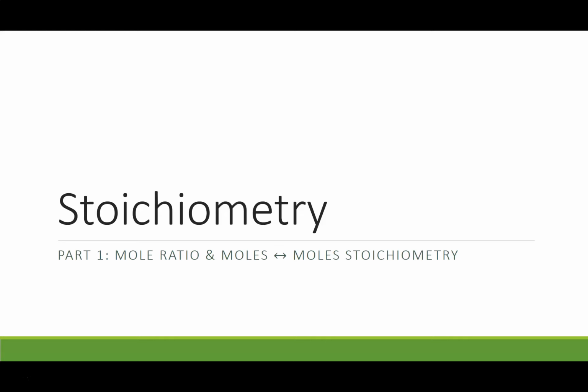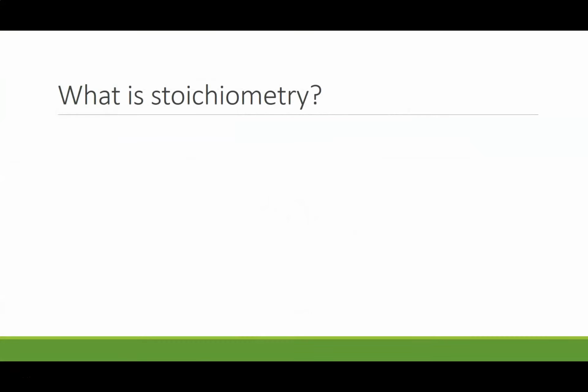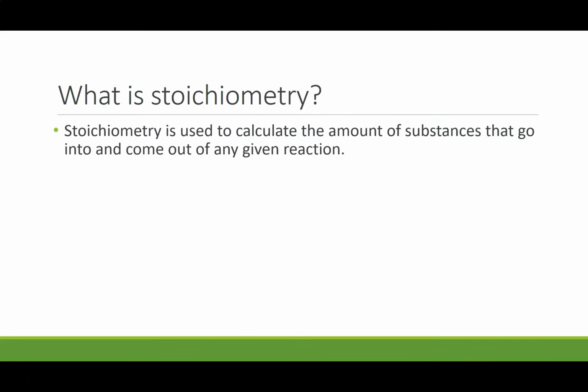This is the first part of a three-part series of mini lessons on stoichiometry. In this first part, we're going to talk about mole ratios and moles to moles stoichiometry calculations. Let's start by defining the term stoichiometry. So what is stoichiometry? Stoichiometry is used to calculate the amount of substances that go into and come out of any given reaction.